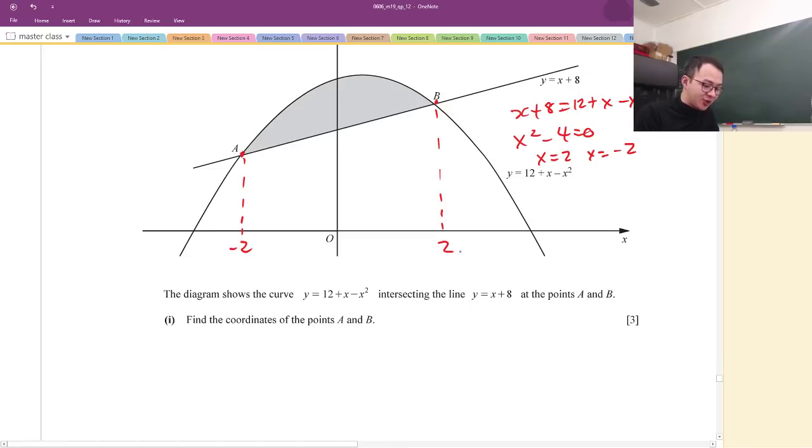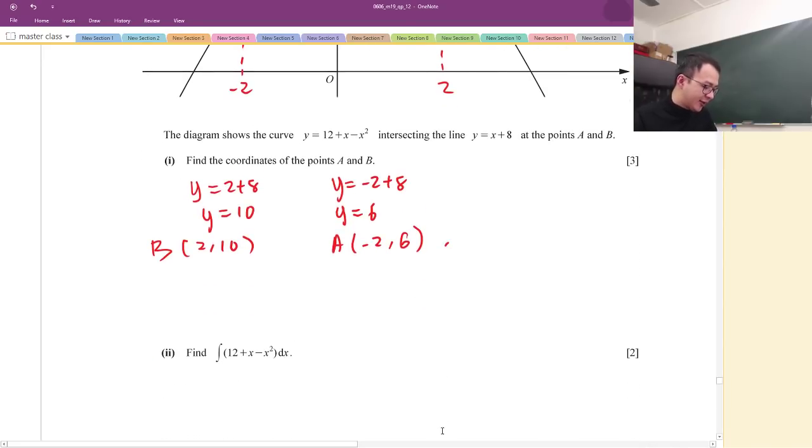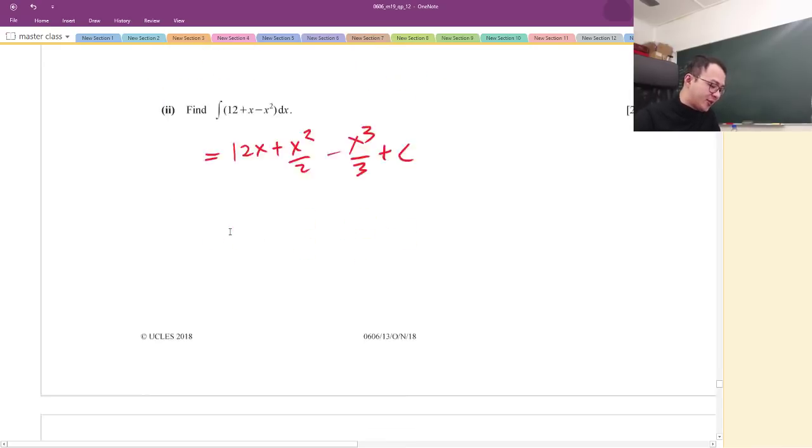They asked about coordinates, so coordinates need x and y, so I will sub back into here. So when x equals 2, 2 plus 8, y equals 10. So I have (2, 10), which is my B here. When x is negative 2, negative 2 plus 8, y equals 6. So I have my A equals (-2, 6). Alright, I can get the coordinates easily. And then integrate this thing. I get 12x plus x squared over 2 minus x cubed over 3 plus c. Alright, quite simple.